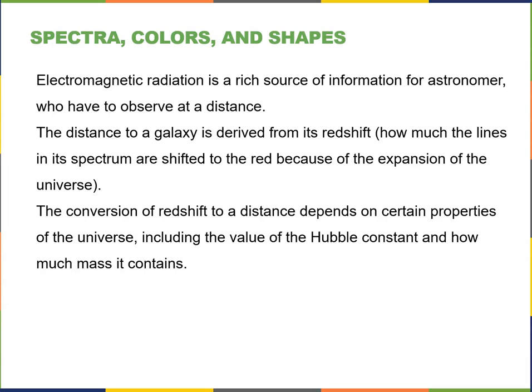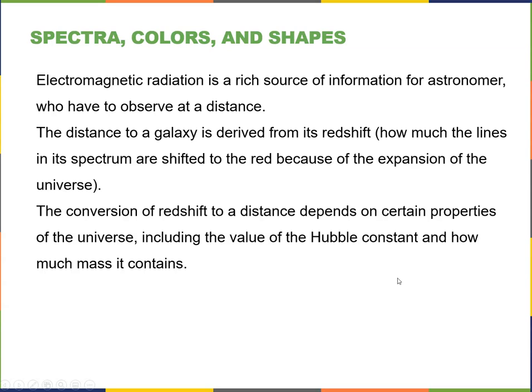So astronomers are forced to observe at a distance. Therefore, electromagnetic radiation is a really good source of information for an astronomer. The distance to a galaxy is derived from its redshift. Its redshift is how much the lines in its spectrum, remember we talked about spectrum before, are shifted to the red because of the expansion of the universe. So that is how we tell how distant a galaxy is. The conversion of this redshift to distance depends on certain properties of the universe, including the value of the Hubble constant and how much mass it contains. So using all that information and some equations, astronomers are able to figure out how distant a galaxy is based on its redshift.